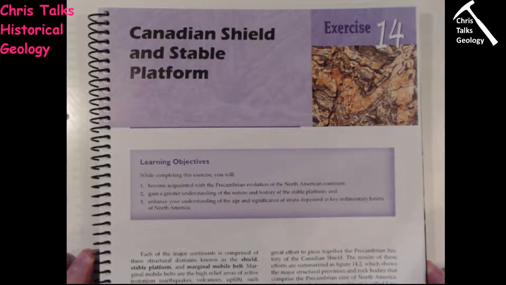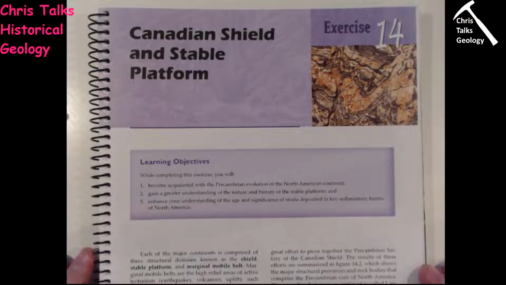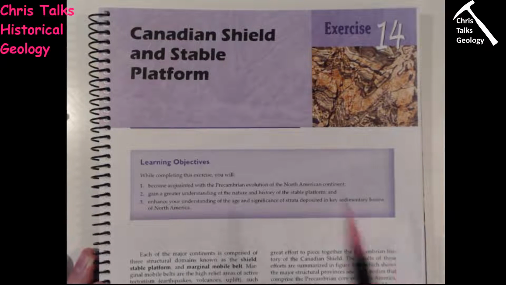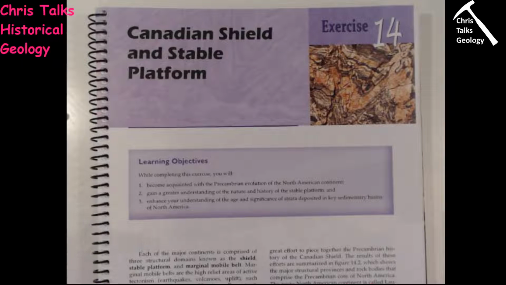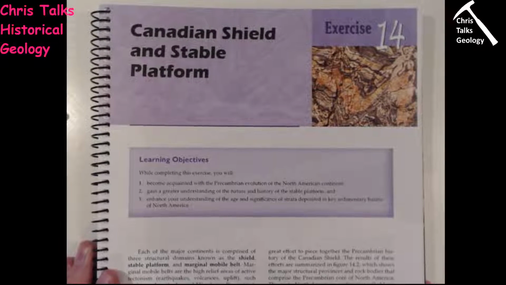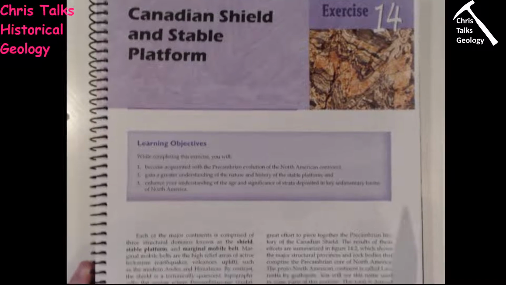So in exercise 14 we're going to be looking at the Canadian Shield and the stable platform. If you remember, the Canadian Shield and the platform are areas of Precambrian crust. In the case of the shield, it's an area of the Precambrian crust which is exposed, so you can walk on it, you can physically touch it. And in the case of the platform, it's an area of Precambrian crust which is covered by younger deposits, so you cannot access it.